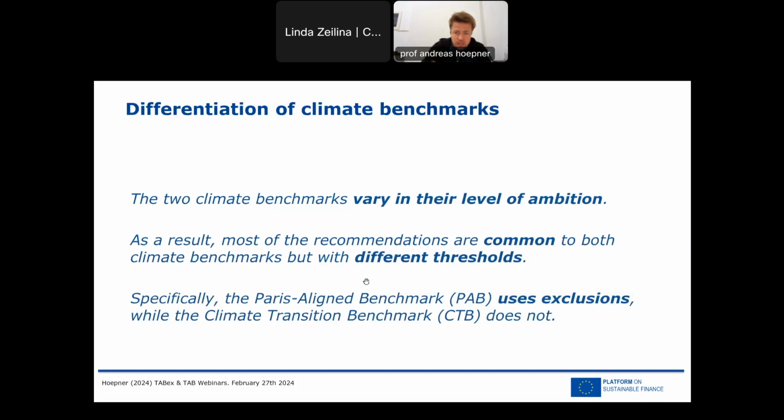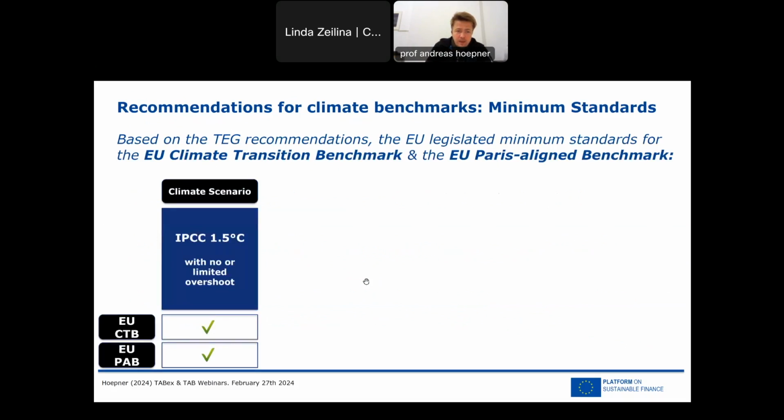We have two types of benchmarks, one that uses exclusions and one that doesn't, because the market is very divided on that particular question. Some people want to conceptually exclude, others don't want to exclude. They may want to underweight, they may even do zero weights, but they simply don't want to conceptually exclude. So we have two versions for that. Both versions target the IPCC's 1.5-degree target with no or limited overshoot, the PAB more on the no overshoot side, the CTB more on the limited overshoot side due to a slower decarbonization.